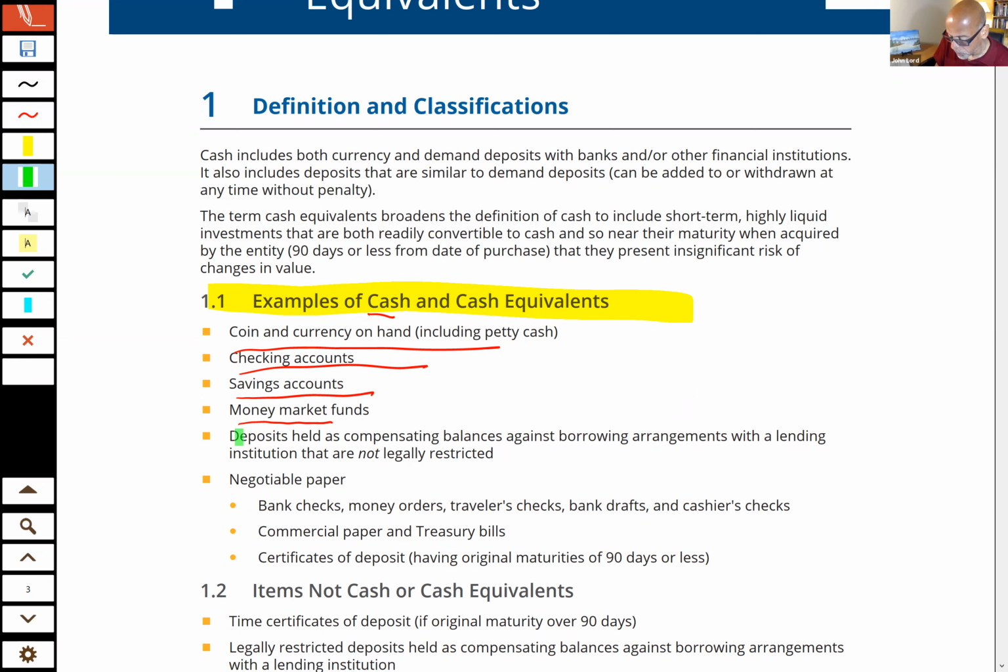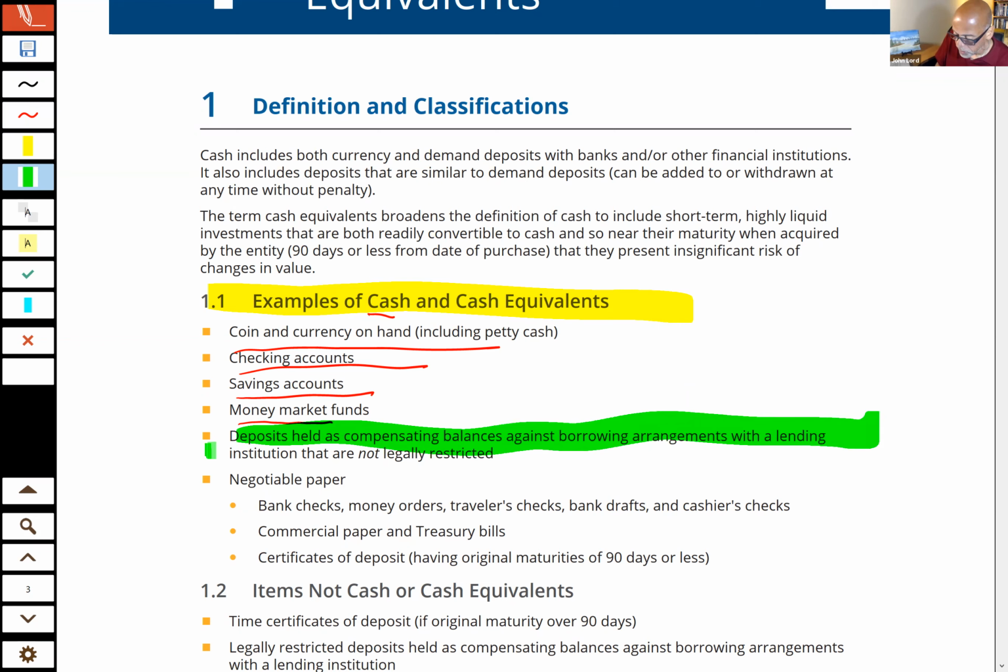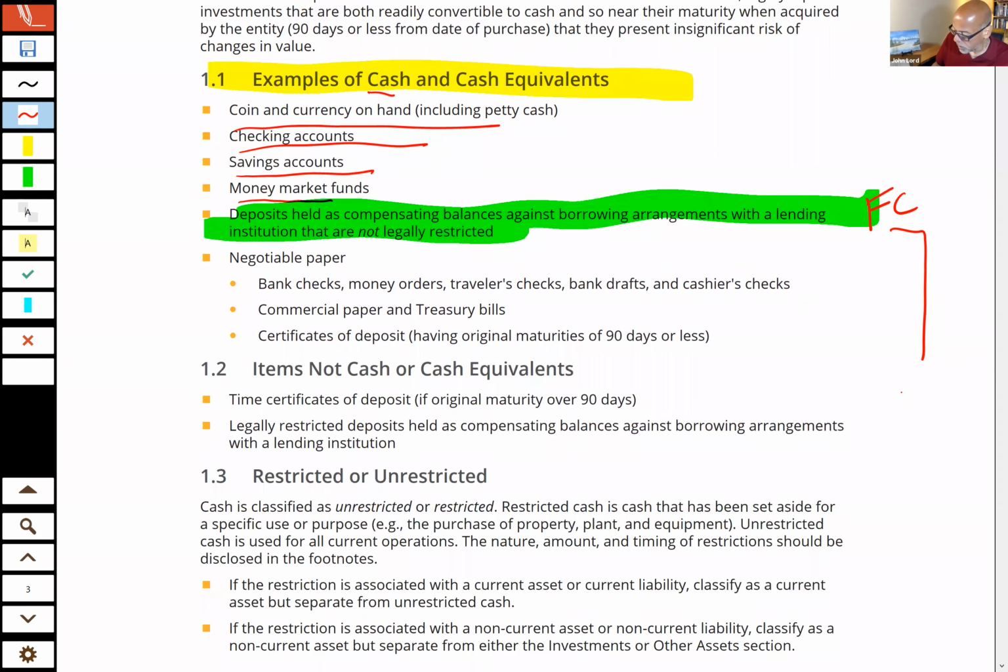Now you come over and we say deposits held as compensating balances against borrowing, where the lending institution has not legally restricted them. So what does that mean? You've got, say, 100,000 that you borrowed, but they tell you, well, look, we'll give you a deal on the interest rate if you don't borrow the full 20,000, right? But you do borrow more than the 20,000. They can't legally restrict you from that. Well, that's still considered cash. Contrast that with what they're saying below. If you have what?